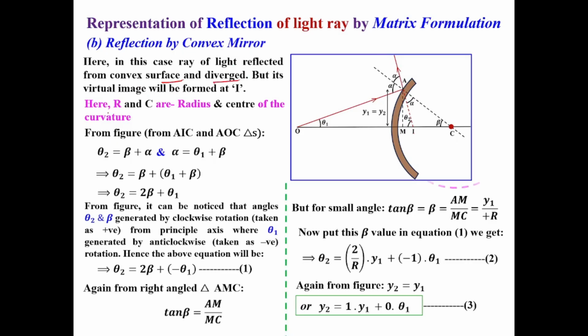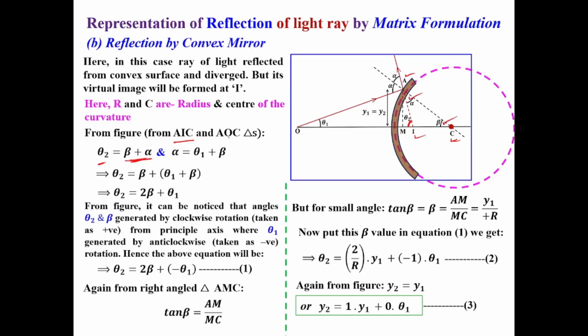R is the radius of curvature. If I consider a circle by considering this curve, this is the circle, and this will be the radius. A to C is the radius R, and this is the center. R is the radius and C is the center of curvature. From the figure, if I consider AIC and AOC triangles, first consider the AIC triangle. Theta 2 is the outside angle, this one. Theta 2 is equal to the sum of these two angles, alpha plus beta. Here I have written beta plus alpha, same thing.